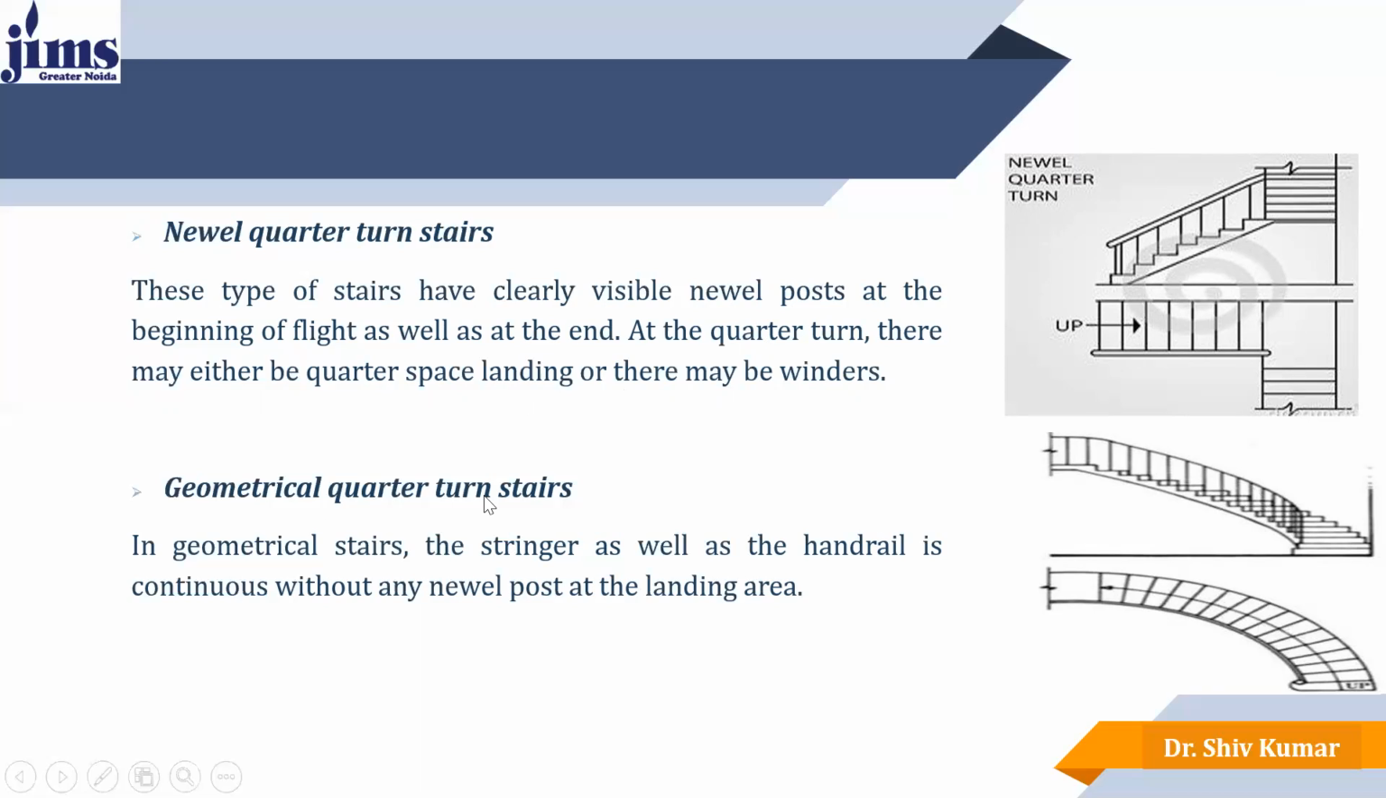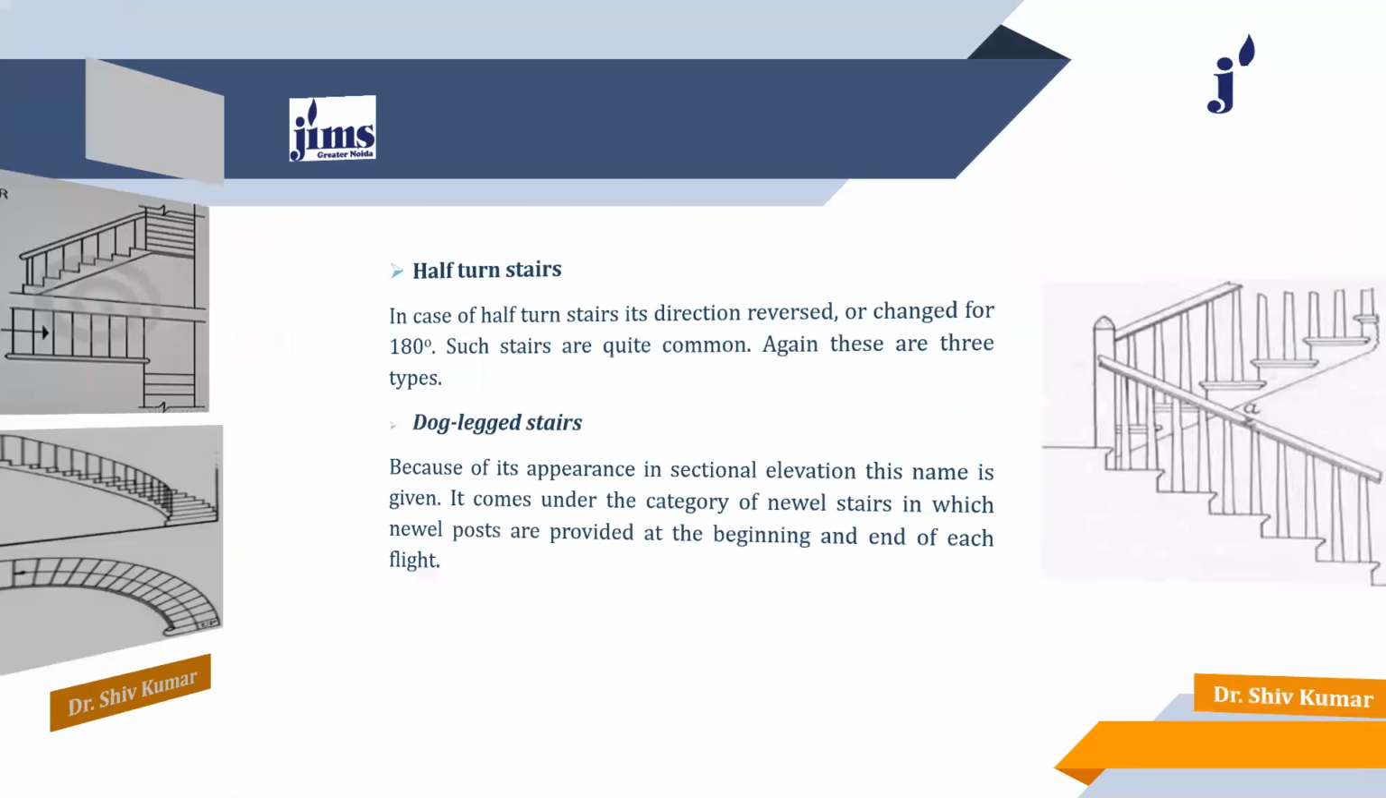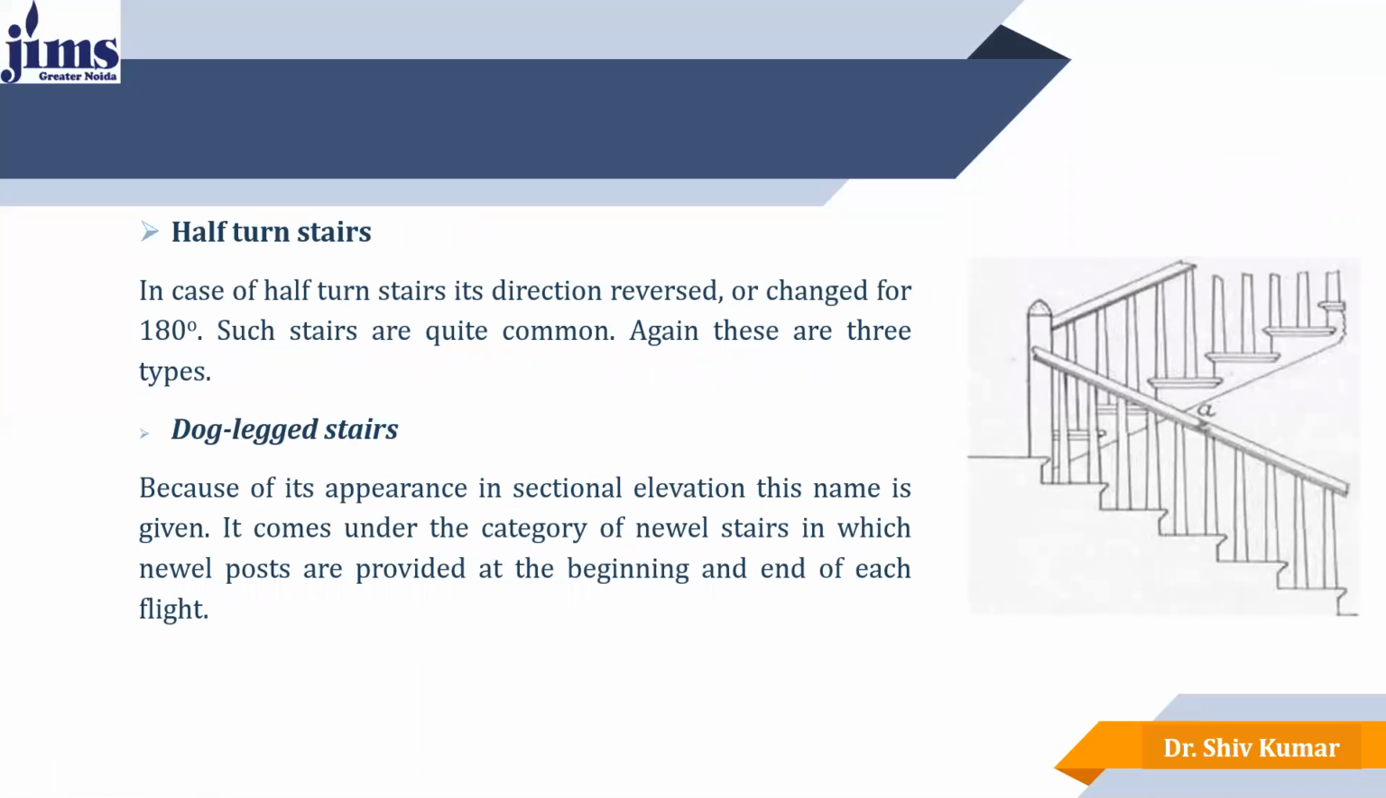The next one is the geometrical quarter turn stairs. In geometrical stairs, the stringer as well as the handrail is continuous without any newel post at the landing area. So here we can see that there is no newel post in between the flight. The next is half turn stairs. In the case of half turn stairs, the direction is reversed or changed by 180 degrees.